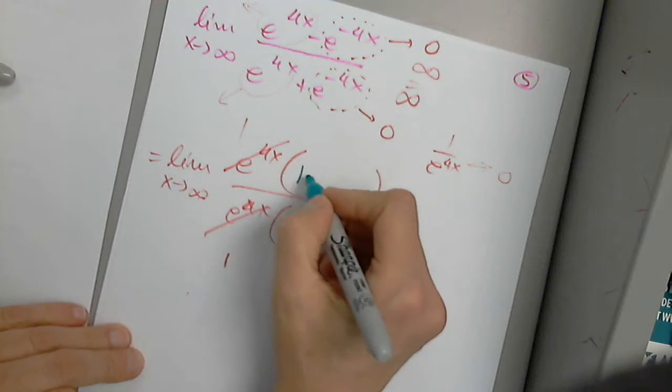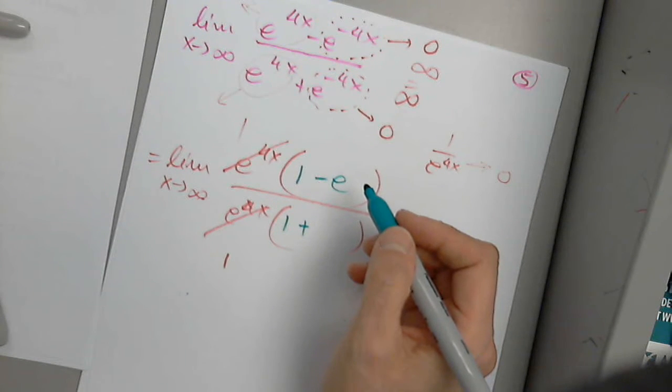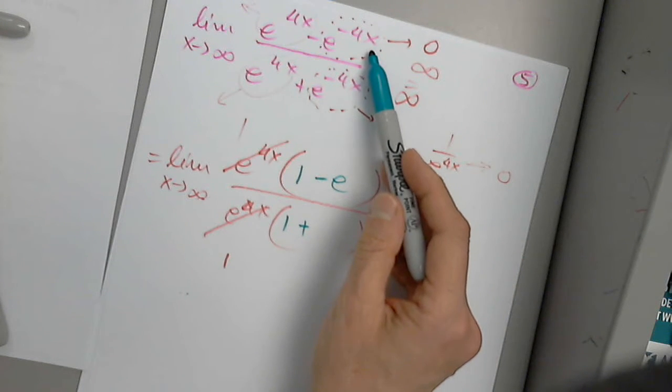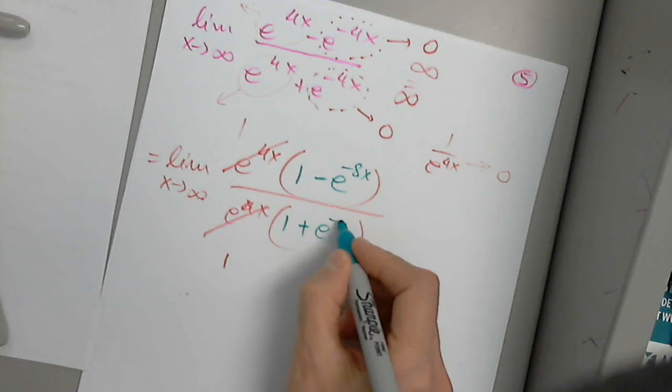Exactly. 1 minus in both cases. 1 minus what? Plus in the denominator, though. 1 minus what? Yes, from negative 4x, of course, I subtract 4x. So it's negative 8x.